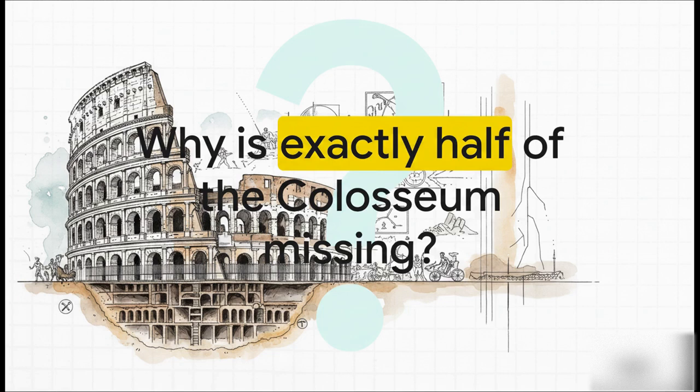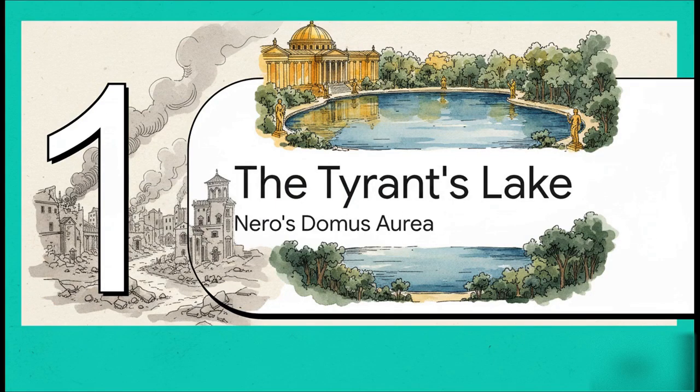It's definitely not a coincidence, and it wasn't just slow decay. To understand why it collapsed exactly the way it did, we actually have to look way past the gladiator battles and dig deep underground. All right, moving on to Section 1, the tyrant's private lake.